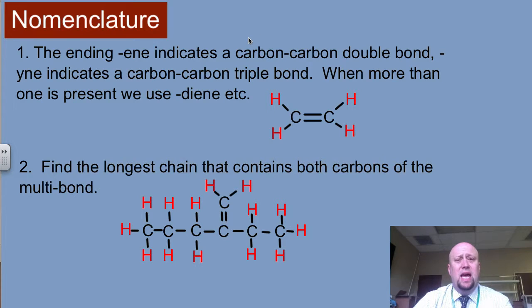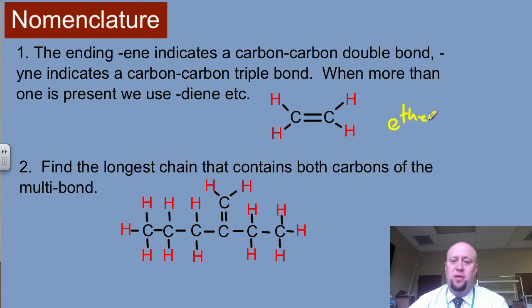Instead of ending in -ane, as all of our alkanes did, so instead of having ethane, if we have a double bond, it's going to end in -ene. And if we had a triple bond, it would end in -yne. And those are pronounced "een" and "ine." And so in this case, if we were going to give this molecule the IUPAC designation, it is going to be ethene.